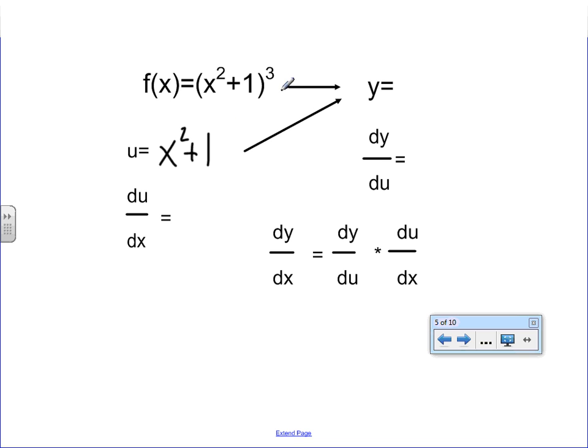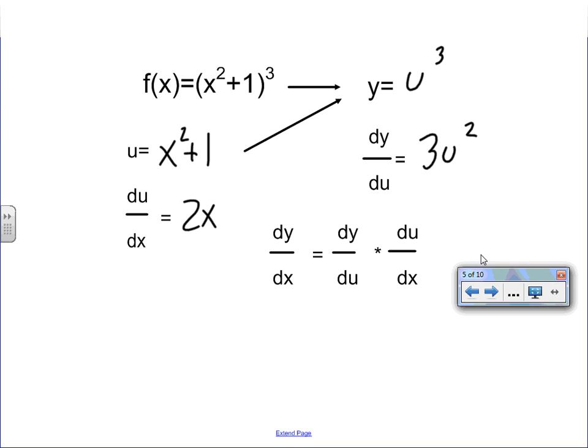So when I take those two pieces, this really is just u to the third power. And then the derivative of this with respect to u is 3u squared. See what I did there? That's the derivative of that. On this side, I've got the derivative of u with respect to x. What's the derivative here? 2x. So I'm going to put those pieces together.